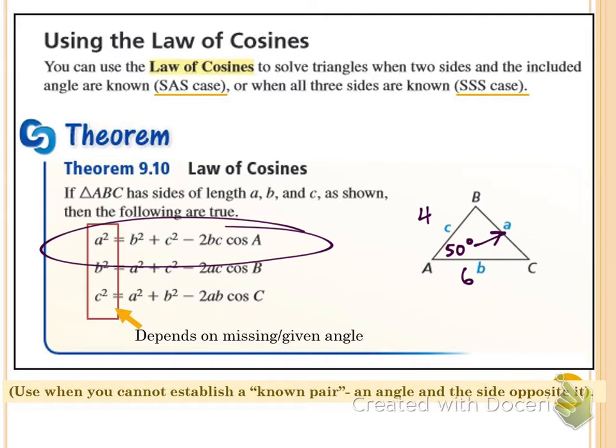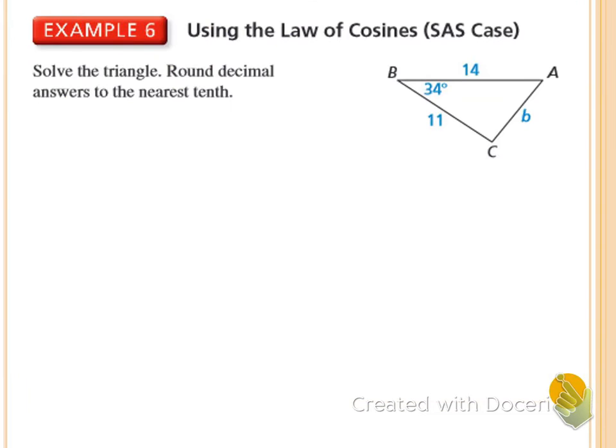All right, so we're going to practice here. Solve the triangle, round decimal answers to the nearest tenth. So again, I can't use the law of sine. I don't have a matching angle inside. I don't have a known pair. I have 34 degrees, but I don't know the side across from it. I have 14. I don't know that angle. The same thing with 11. I don't know that angle. So I have to first use the law of cosine.